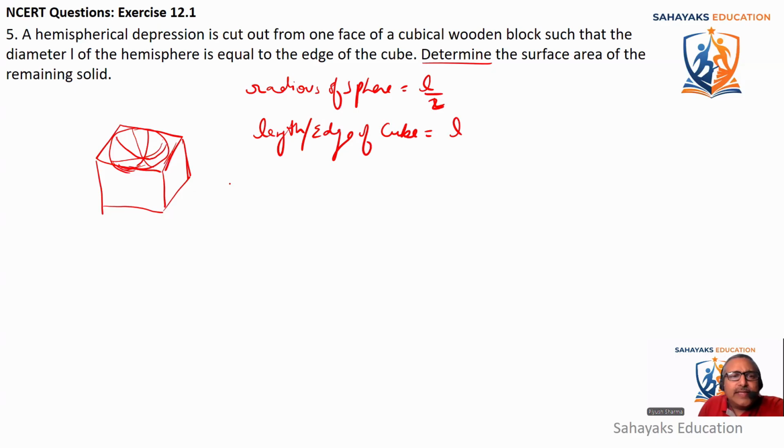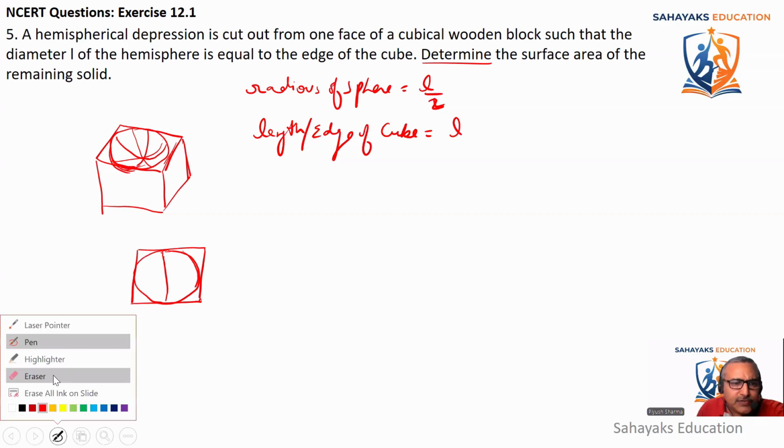Okay, now we need to find the total surface area. For the total surface area, we need to find the total surface area of the cube minus this area, because at this place, if you look from the top, it is a square shape where a circle is dug out, which is touching all four sides. So it is dug out, and a hemisphere is made inside.